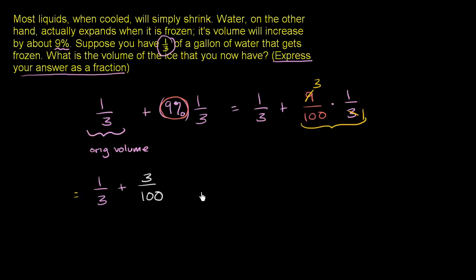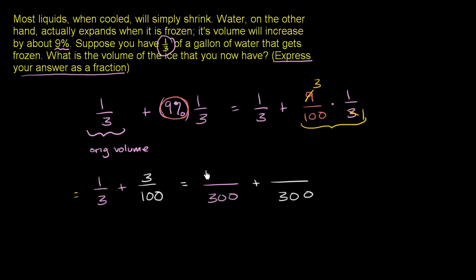And now we have to add two numbers that have different denominators. So let's find a common denominator. The least common multiple of 3 and 100, they share no common factor, so it's really just going to be the product of 3 and 100. The least common multiple is 300. So it's going to be something over 300 plus something over 300. Now, to go from 3 to 300 in the denominator, you multiply by 100, so you have to multiply the numerator by 100 as well.